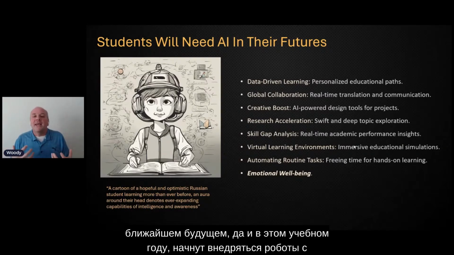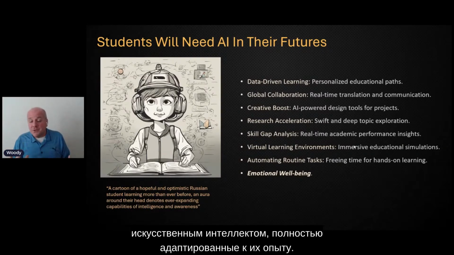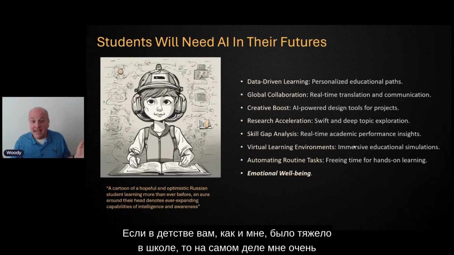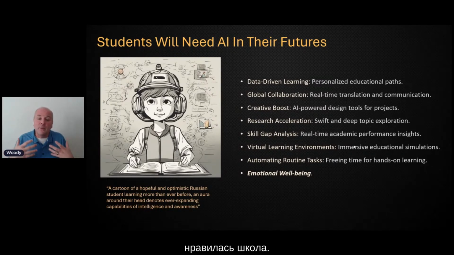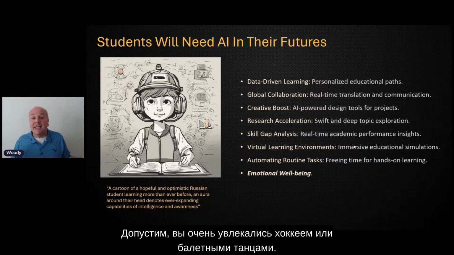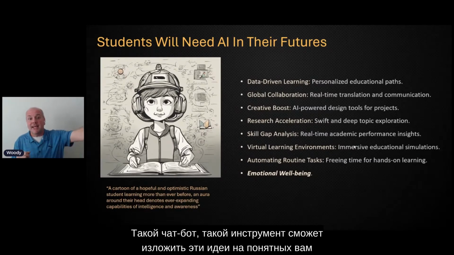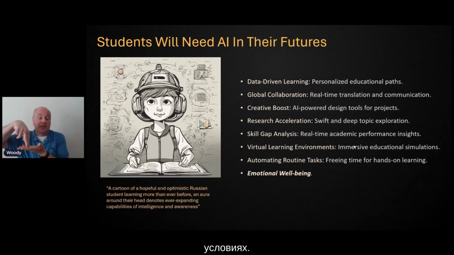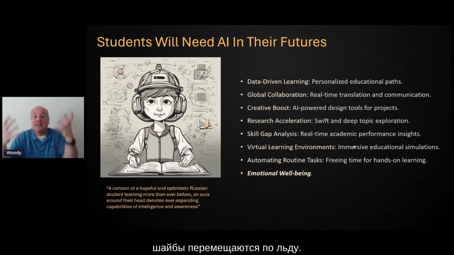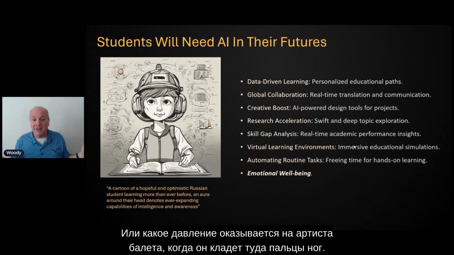But think about ways that learning would have been more interesting for you as a child. Let's say you were very passionate about hockey or about ballet dancing. This kind of chatbot, this kind of tool will be able to relate those ideas on terms you understand. Geometry can become a discussion about hockey sticks and how pucks travel across the ice, or the amount of pressure on a ballet dancer when they put their toes there. What is that again? I can't remember what that cool name is for it. But when they balance and it just looks like their entire body should be crashing down.